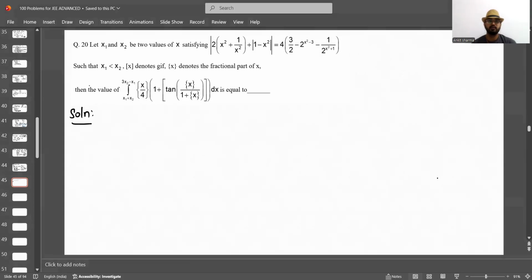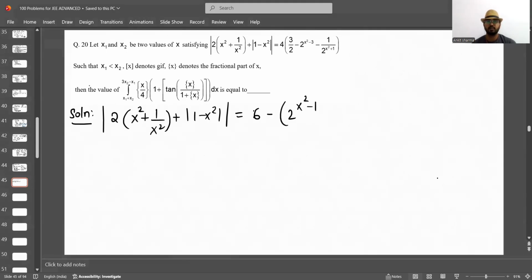So we are given one equation: 2 times modulus of 2 to the power x square plus 1 over 2 to the power x square, plus modulus of 1 minus x square, and this is equal to 4. We can multiply inside, so 6 minus 2 to the power x square minus 1 plus 1 over, again taking it inside, 2 to the power x square minus 1. Now, of course, this is an exponential equation with modulus, so we cannot generally solve this. So we'll try to see the range first.